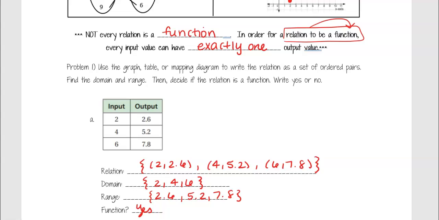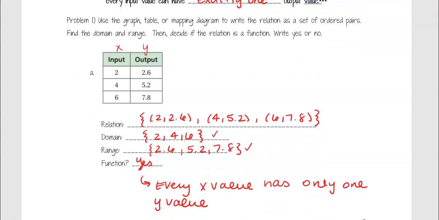So guys, the relation here, everything is a relation. I'm going to list our points: 2, 2.6; 4, 5.2; 6, 7.8. In our curly brackets, the list of points. The domain we talked about in 5.1. This is our domain, 2, 4, 6. Here's our range, 2.6, 5.2, 7.8. We know how to do that. Is this a function, yes or no? Does every x value go to exactly one y value? 2 goes to 2.6. 4 goes to 5.2. 6 goes to 7.8. Yes, they all go to different y values.